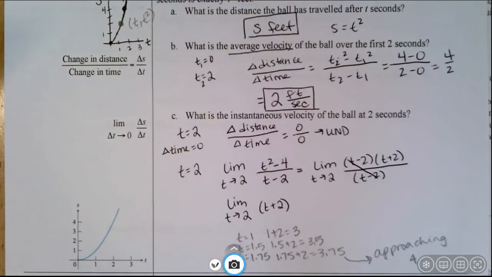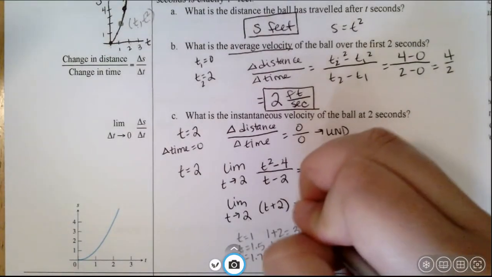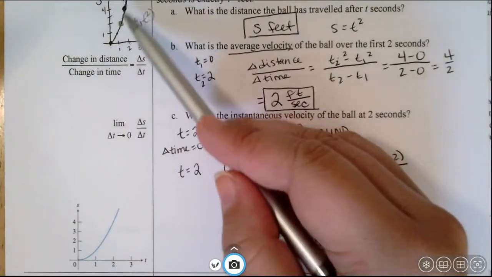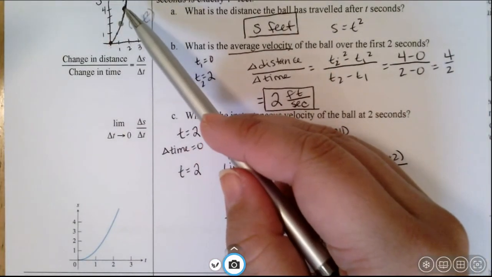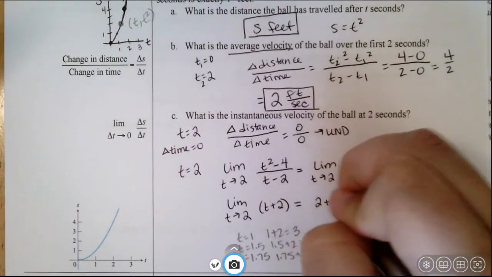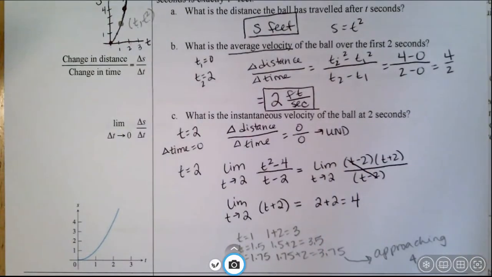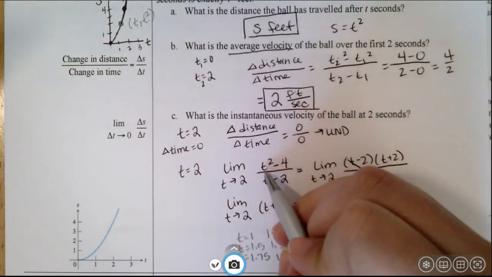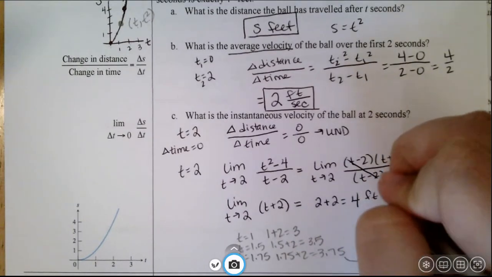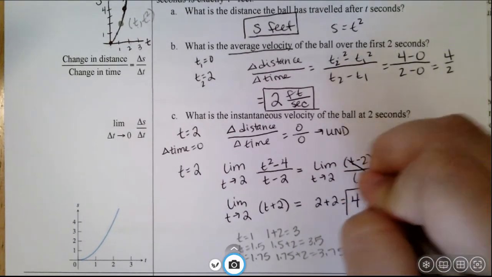4. We can also see that if we substitute the t value here, we get a value. And because this is continuous, we know that that value will be the value of our limit. So we have 2 plus 2 equals 4. Now this is a rate of change, right? This is a velocity. So 4 feet per second.